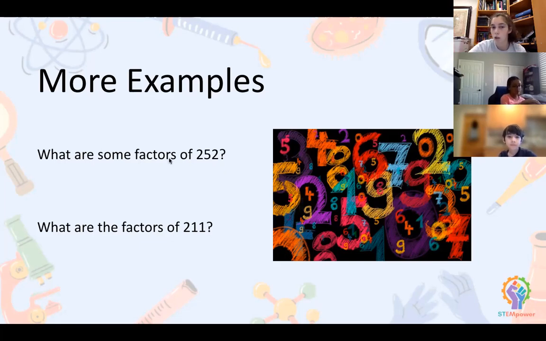And what about 211? Yeah, 1 and 211. I don't think it's divisible by 2. That's not even. Yeah, it's not even, so it's not divisible by 2. Is it divisible by 3? Yes. No. Wait. No. The sum of the digits. Because if you add up the digits, you get 4, and 4 is not divisible. Exactly. 4 is not divisible by 3, and it's not even.